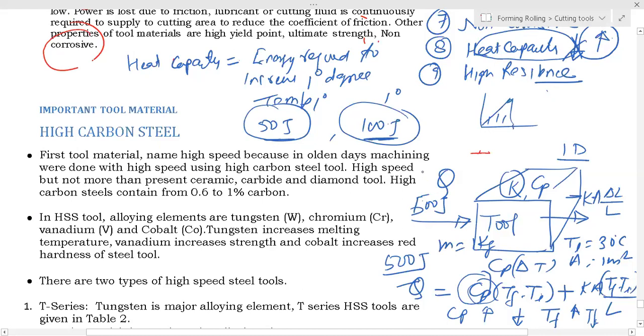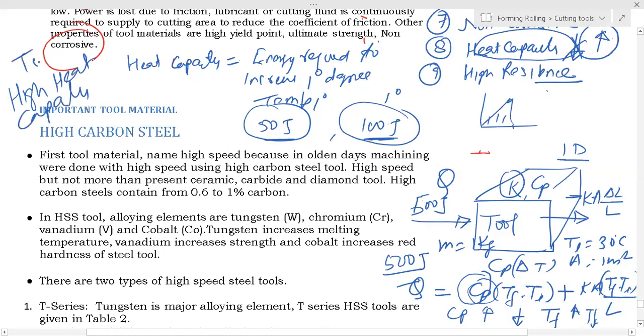So it should be high or low. Temperature decreases with heat capacity. So heat capacity should be high. High heat capacity.